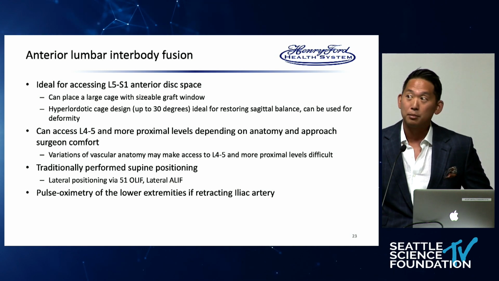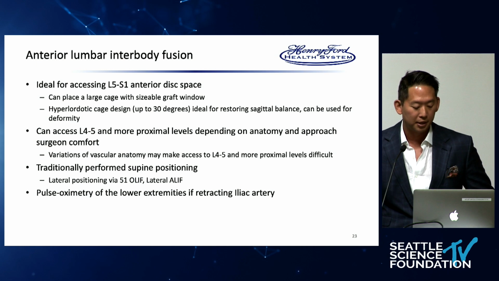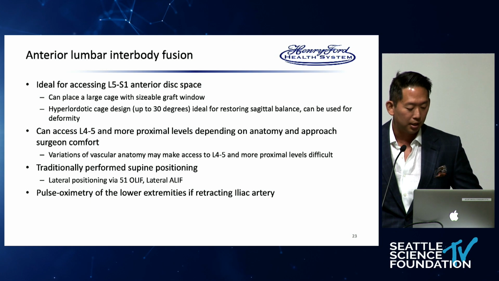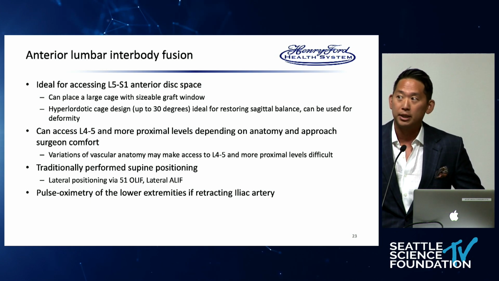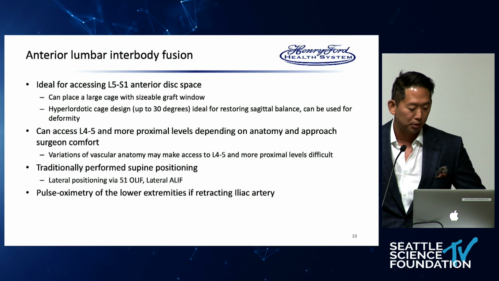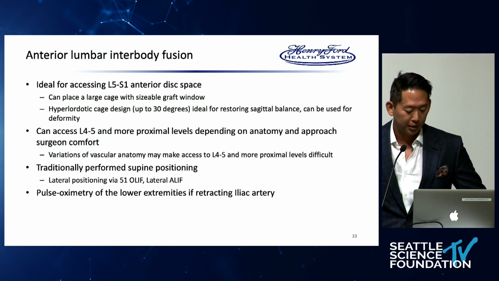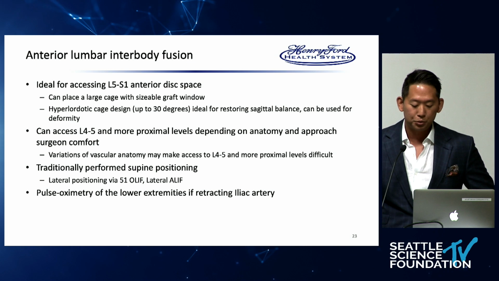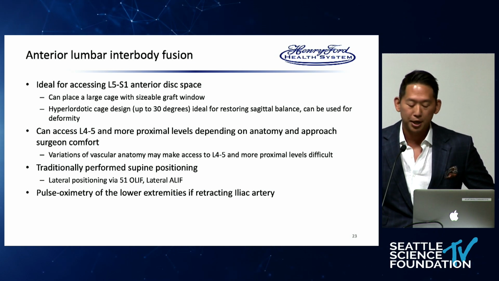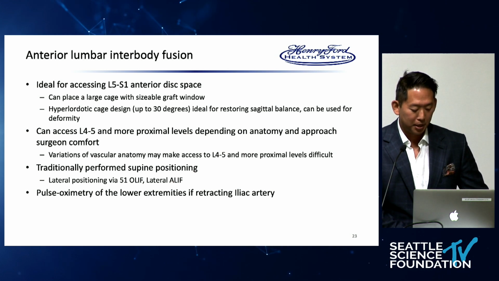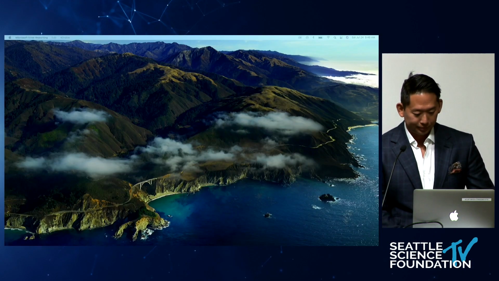You can access L4-5 and the more proximal levels, but a lot of this is dependent on a combination of the patient's anatomy as well as the comfort of your access surgeon. Traditionally, this was performed supine, but nowadays you can approach this in a similar approach from a lateral positioning, either through OLIF or lateral ALIF, where you're still taking advantage of the retroperitoneal corridor to approach the spine. And then in cases where you have to do a corpectomy or you have to do a lot of retraction of the iliac vessels, it might be necessary to monitor pulse oximetry for the lower extremities while you're doing your surgery.